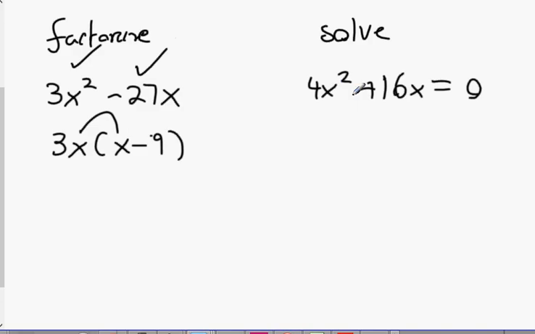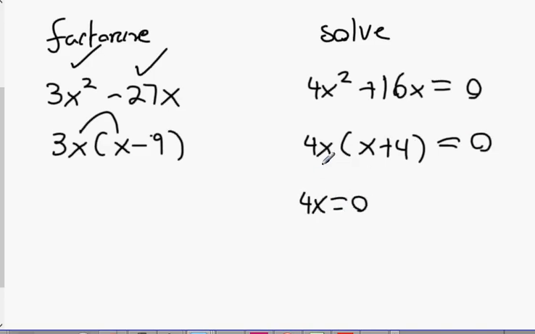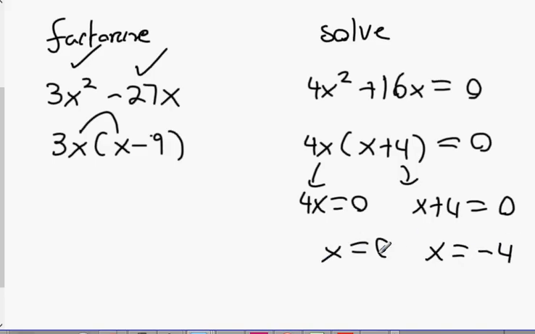What about this one here? Solve question. It's not a difference of squares because it has no last number. Do you understand? So what happens now? 4x bracket x plus 4 equals 0. Then what? 4x equals 0, either the first factor or the second factor. And x equals minus 4, or x equals 0. Okay, guys.